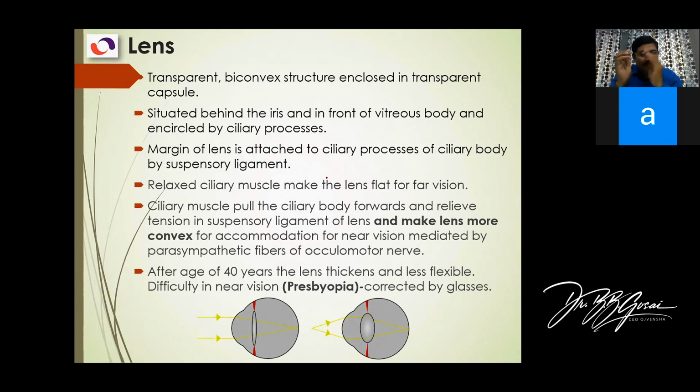Because the lens is not adjusting itself, it has already thickened, but it is fixed now, and it cannot change the curvature. When suddenly going from far to near vision, it should immediately adjust, but it is not able to do it. So when I look without this glass, the vision will be hazy. So I need to add whatever refractive power is needed for the lens to be adjusted. This is presbyopia, which is corrected by glasses.